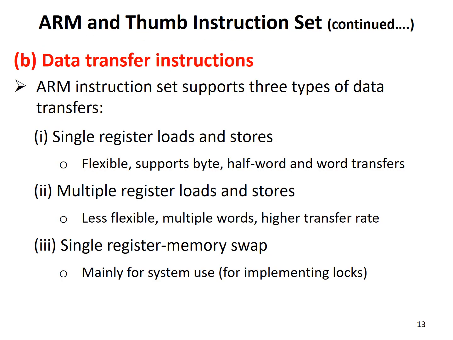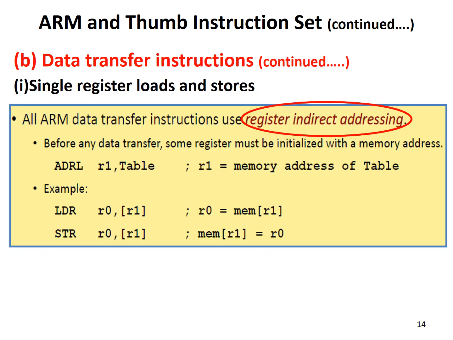Then the data transfer instruction. The ARM instruction set supports 3 types of data transfers: single register load and store, multiple register load and store, and single register memory swap. Let us see what is single register load and store. All ARM data transfer instructions use the register indirect addressing mode. So what is that register indirect addressing mode? Here they have given the address R1 comma table. The table value holds the memory address that has been stored to the R1 register.